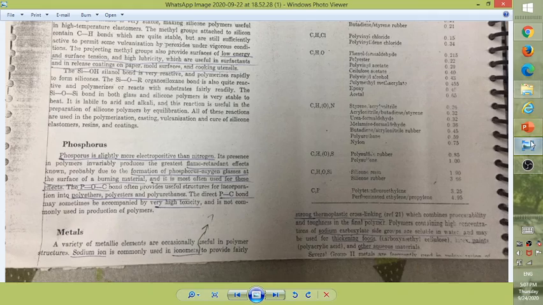So where were we? Yeah. So the first line is clear to you. Phosphorus is slightly more electropositive than nitrogen. Means nitrogen is more electronegative because it accepts the electron.